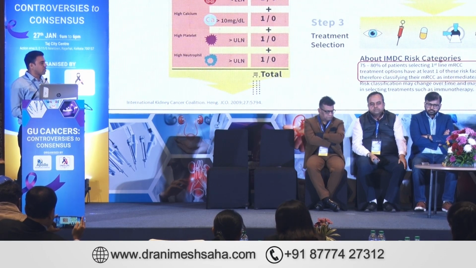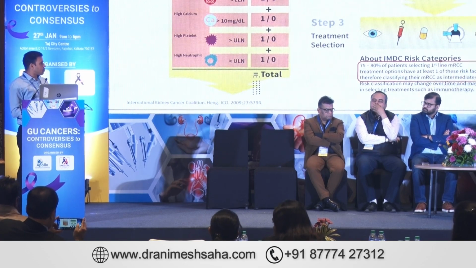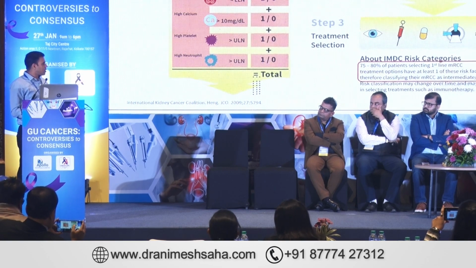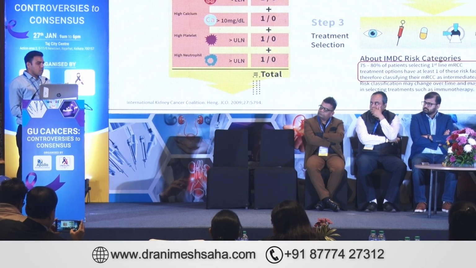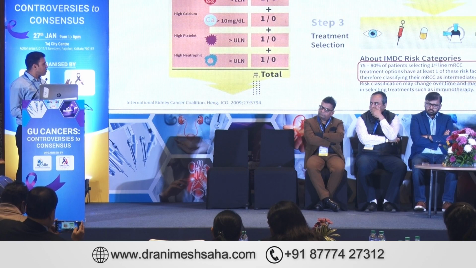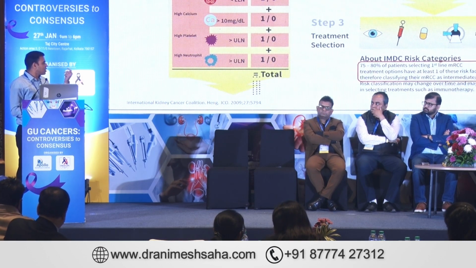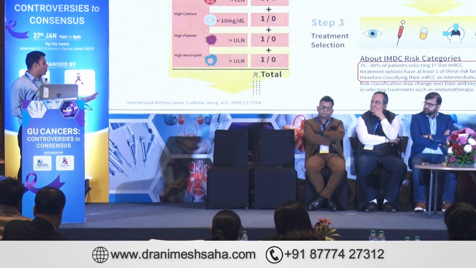I can just give you one example. Suppose a patient was operated 2-3 years back, and now he is very symptomatic with a lot of lung metastasis. But none of these criteria, none of the parameters are there, so he is favorable risk. Do you think he has the same biology as an absolutely asymptomatic patient? So one of the problems with IMDC risk is that we do not take the disease burden into consideration. What do you think are the fallacies with the IMDC?